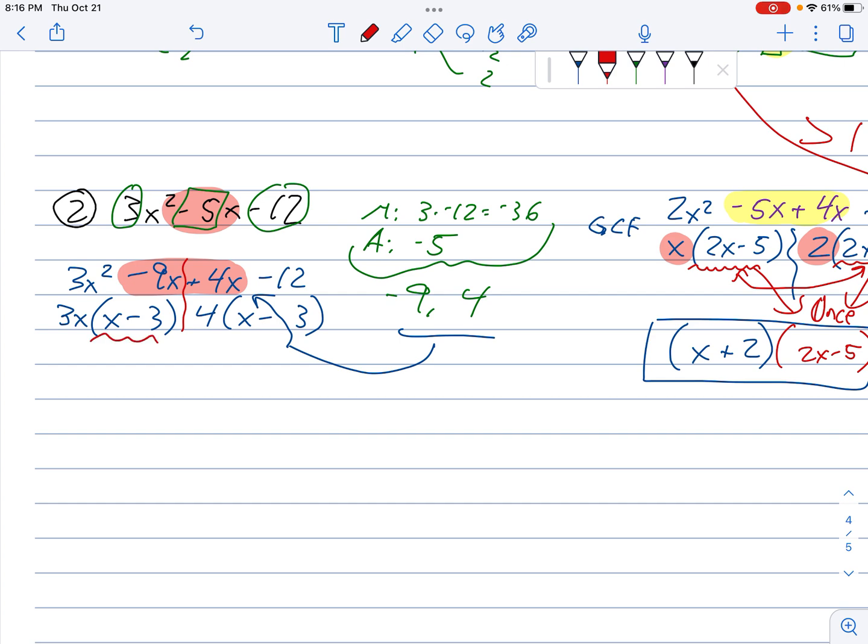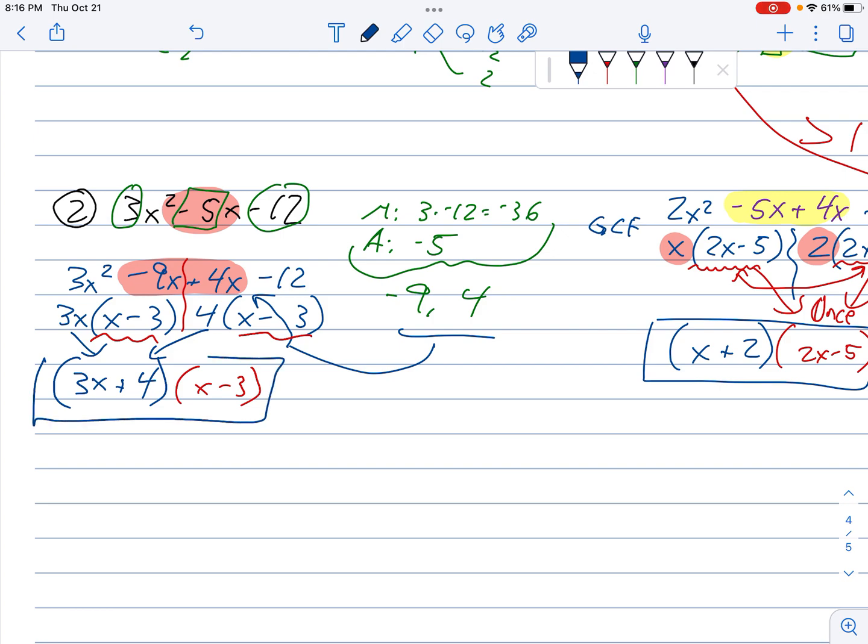Do my little parentheses match? Yes, so I did it right. There it is written. And now here's my 3x. Here's my 4. I don't have a sign in front of it, which means it's plus. If it were negative, I would have written it. There's my answer. You could always FOIL this out.